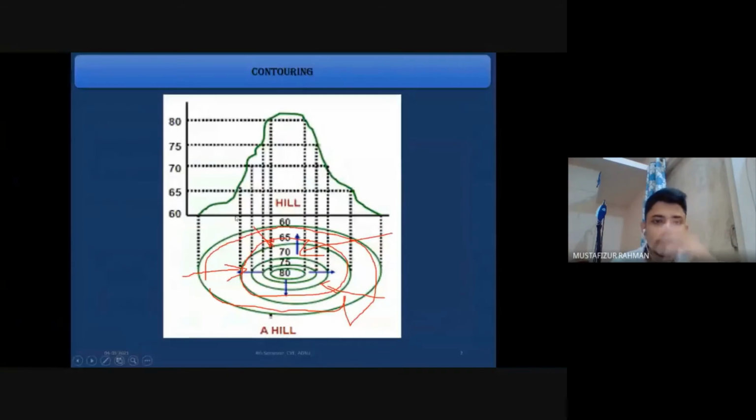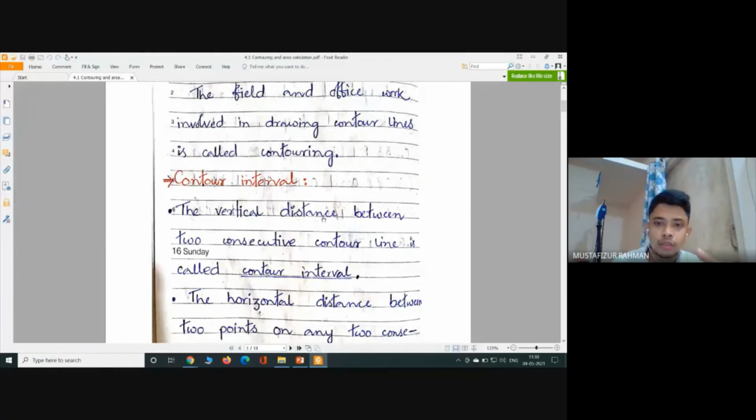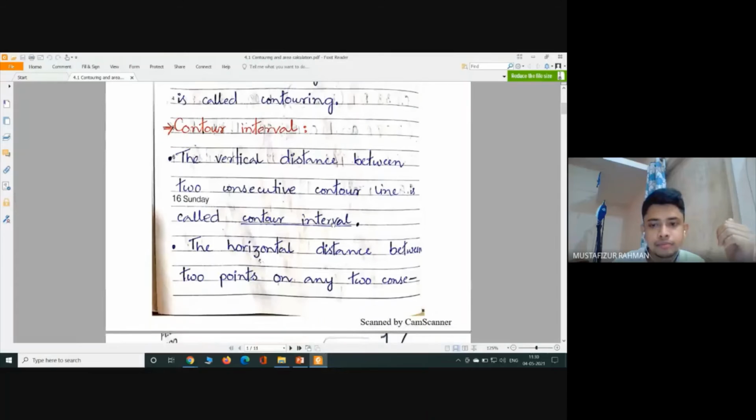So in this case, what is the vertical distance between two contour intervals? 60 to 65, 70 to 75. So 5 units, maybe meters. 5 meters is the vertical distance between two consecutive contour lines, right? So that is the contour interval.